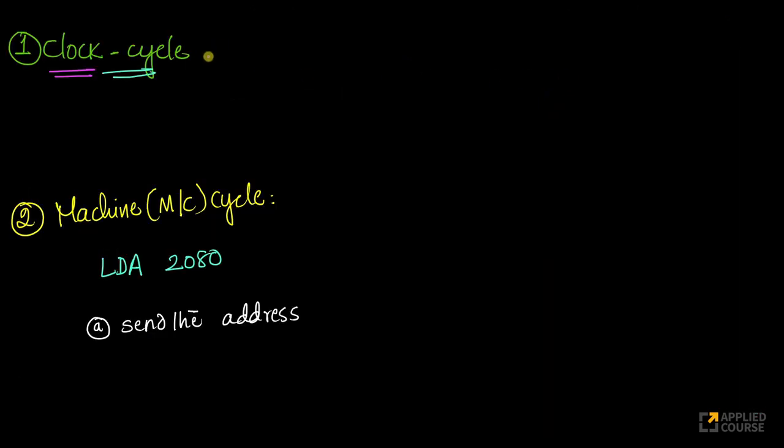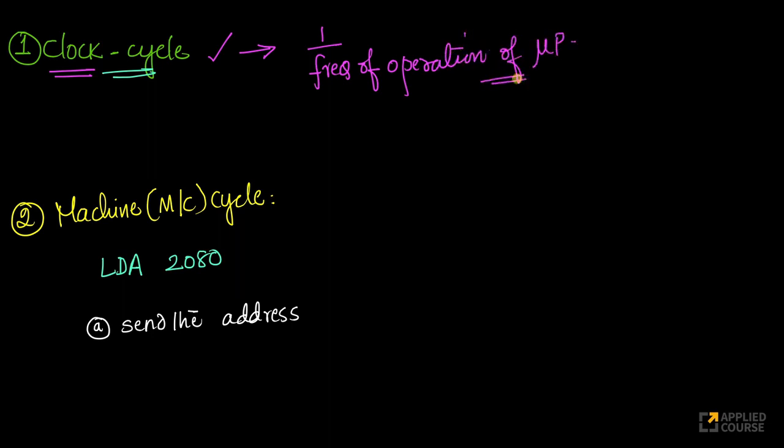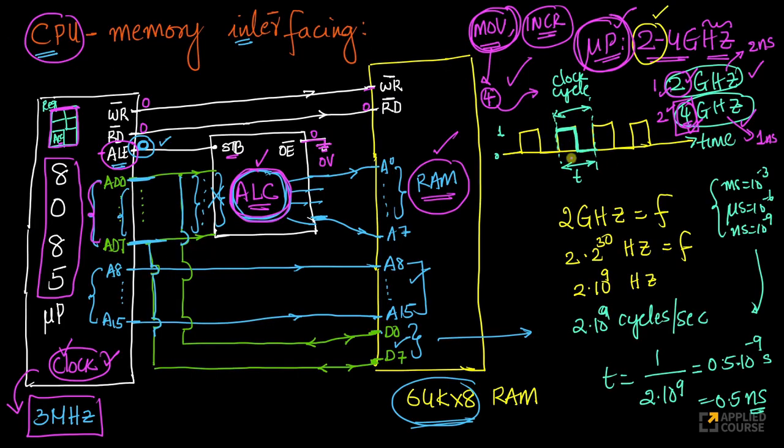Now, since we have understood what a clock cycle is, the cycle time is nothing but 1 by frequency. You can think of it as 1 by the frequency of operation of the microprocessor. This is very, very important: understanding this concept of clock cycle.